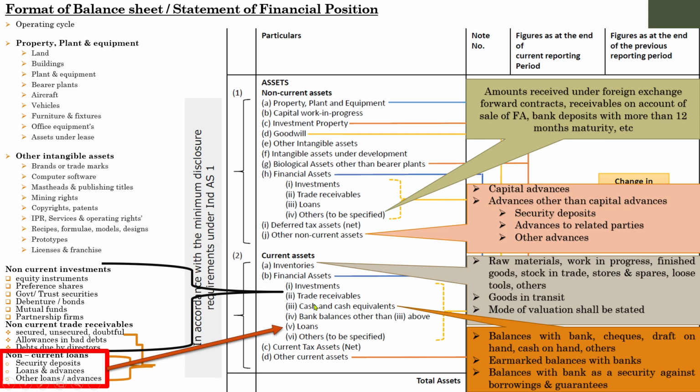Once you write down all the items given in the question as per the format, take the total of both the heads, that is the items of non-current assets and current assets, and show it as total assets in the concerned amount column. Once you have dealt with the asset side, next you have to go for the liability side.